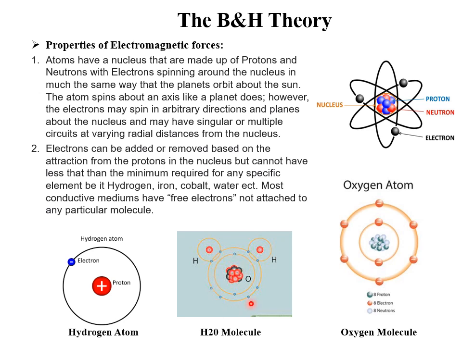However, these electrons out here on the outer spheres, the atoms spin about the axis like the planet does. However, the electrons may spin in arbitrary directions and planes about the nucleus, and may have singular or multiple circuits at varying radial distances from the nucleus. We talked about that a little earlier.